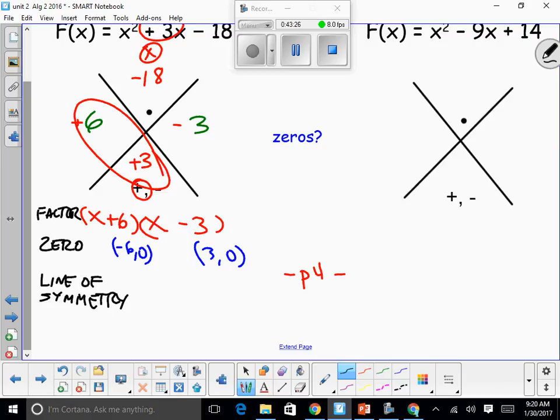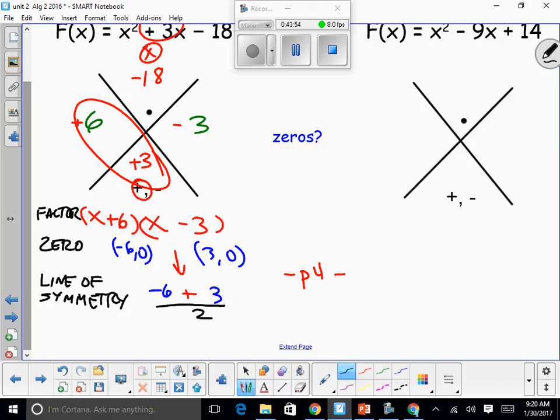Let me make them blue so that I can know where they came from. Negative 6 plus 3, all divided by 2. It has to be divided by 2 every single time. The line of symmetry, if we were a picture, simply says I have one x-intercept and I have the other x-intercept. The line of symmetry is always going to be halfway in between on the picture. And that's what you have there.